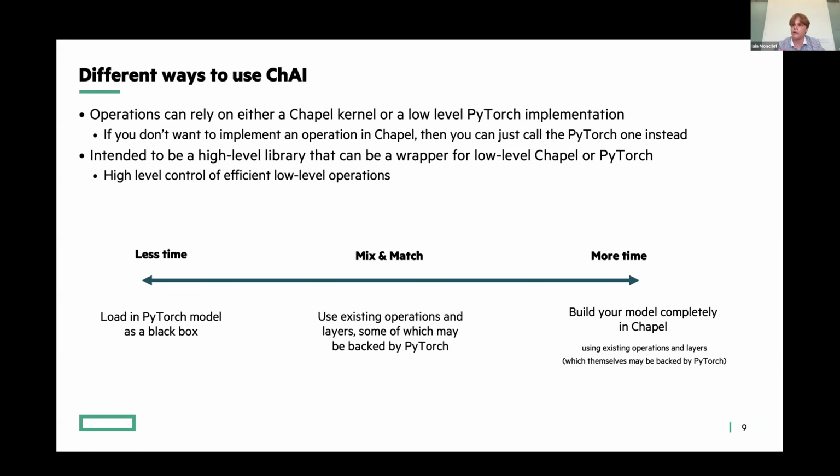So parts of your neural network architecture, the expensive parts, maybe a multi-head attention, can be done in PyTorch, and you pull that into ChAI, or you can do everything in Chapel and represent your entire ChAI neural network as Chapel code. So these are some examples.